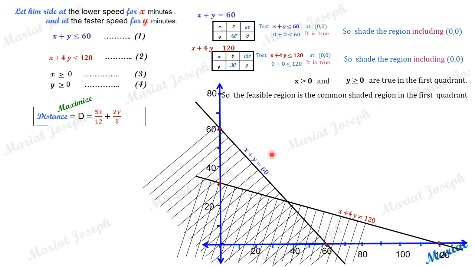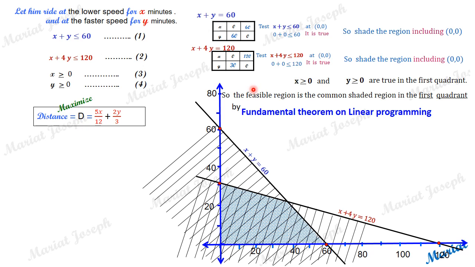In the first quadrant, the 2 inequations are also satisfied. Hence, the feasible region is the common shaded region in the first quadrant. This is the feasible region. In this region, all the x and y will satisfy all 4 inequations. Now, remember, we need to maximize the distance that he can cover.